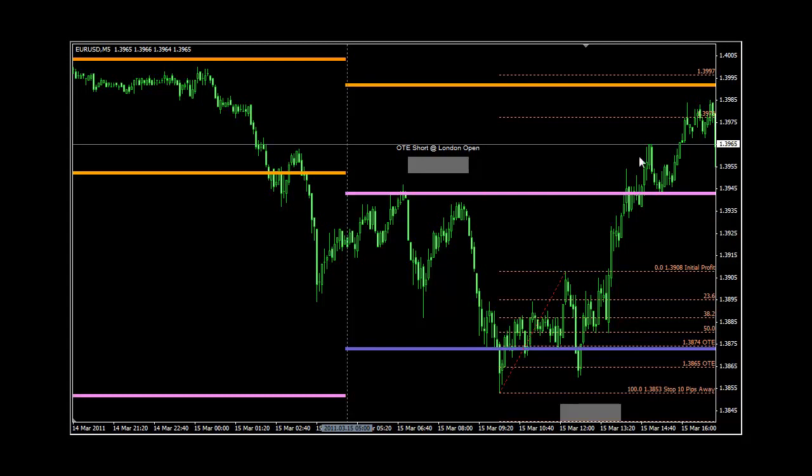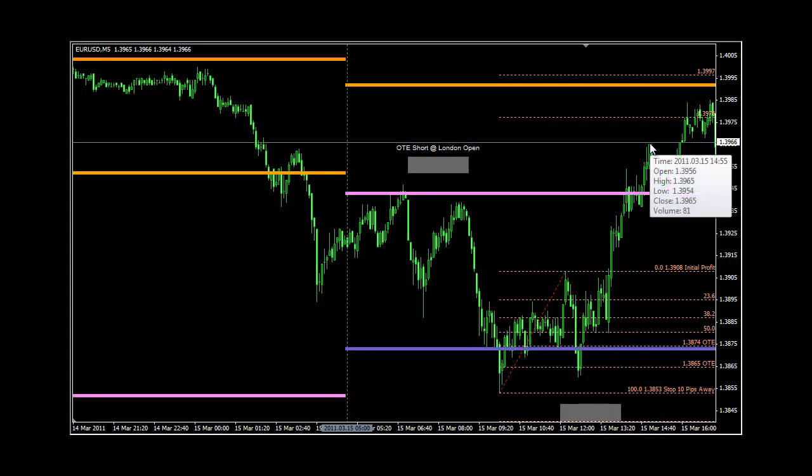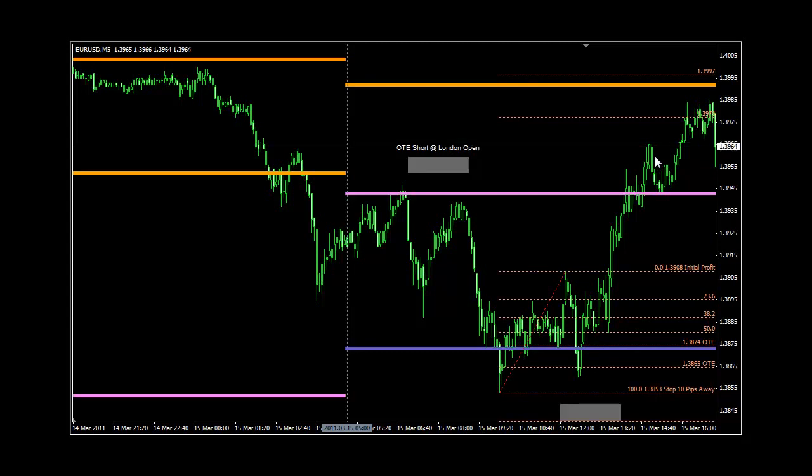Now I had an order to cover my long at 139.65. So entering at 138.65, move up to 139.65, and allow me to exit right in here.